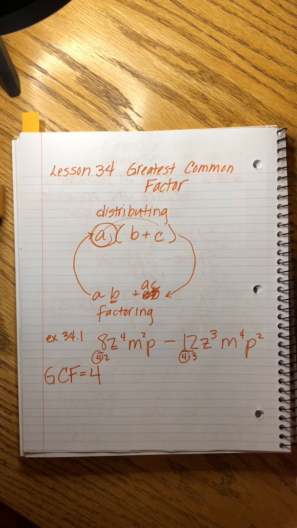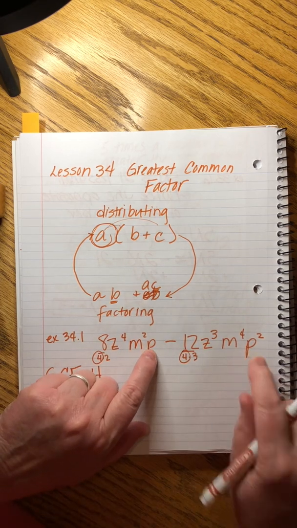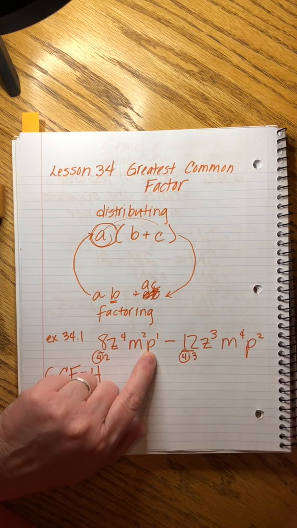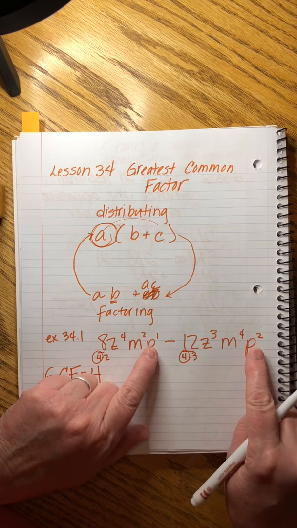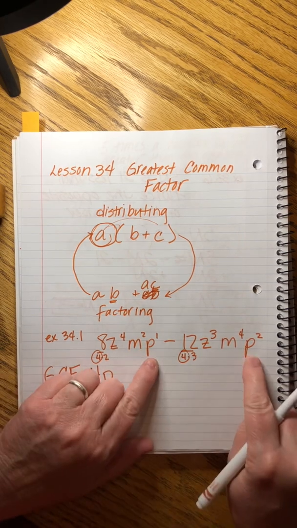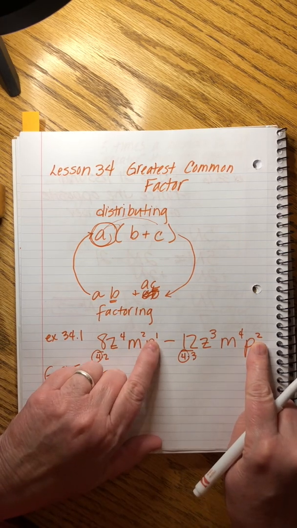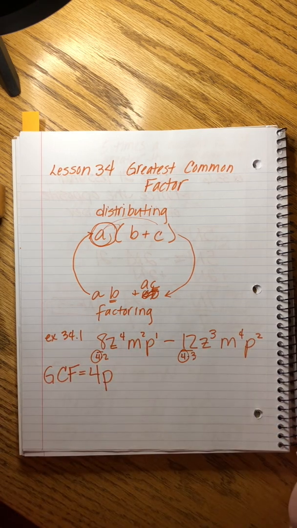Now, what I'd like to do is go alphabetically so I don't forget anything. So I'm going to look at the P's first. This guy's got 1 P. I can even write that there if I want. This guy's got 2. Well, that means they both can give me 1 P to put here in my greatest common factor. I can't take 2 because he's only got 1. So I have to take only what they both have. Oh, I didn't go alphabetical, did I?